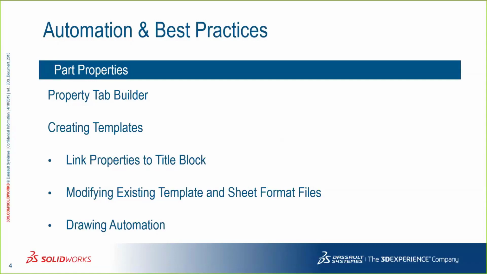We're also going to take a quick preview into part properties. Why is that going to be important for everybody? What does it do? And then we're going to start getting into creating some templates, linking some properties to a title block, modifying these templates in sheet format files, and doing some drawing automation. How can we leverage what we've already done and then bring all that into a drawing?